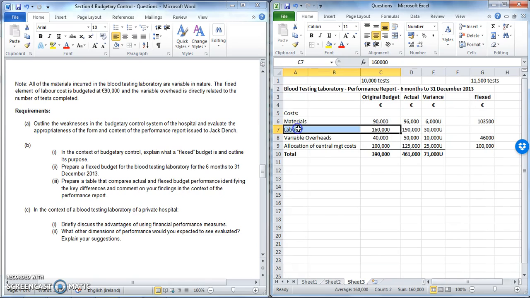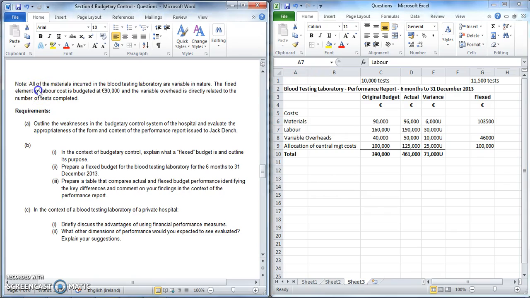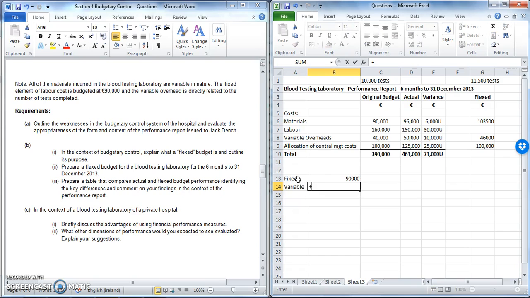The final one we want to figure out is labour costs. You're told in the question that labour is made up of a fixed element of 90,000. Therefore, the variable element must be the difference, which in this case is 160,000 minus 90,000. So remember, what would you call this cost? Labour is essentially a mixed cost, because it has both fixed and variable elements.